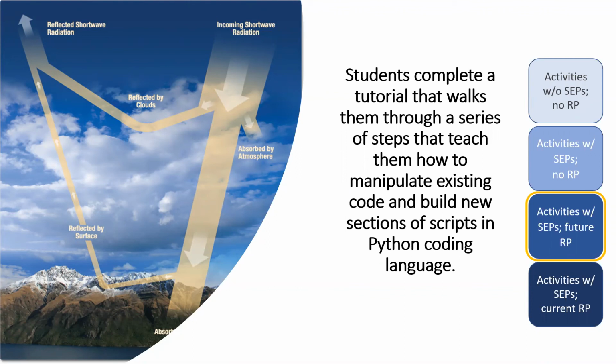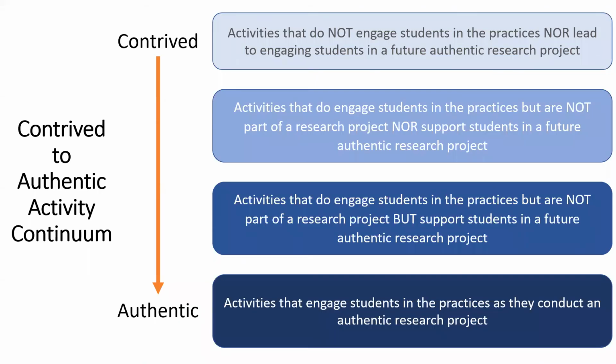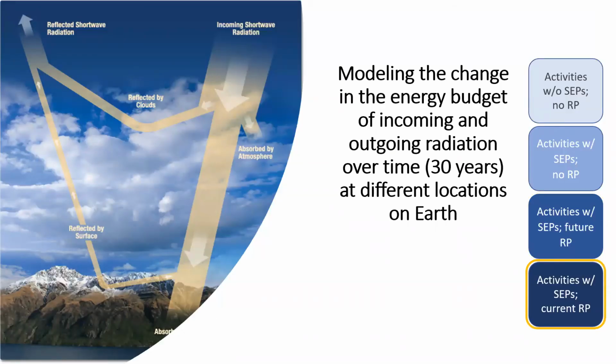So they were learning to manipulate existing code, building new sections of code to run the models and prepare the output from their model runs. And then lastly, we would say is a set of activities that engage students in the actual practices as they're conducting an authentic research project. This would be in line with the part of the project where the students, after doing the set of tutorials and having this common experience of learning how to write the code and generate the output from the data analysis and running the model, were then tasked with coming up with their own research project.